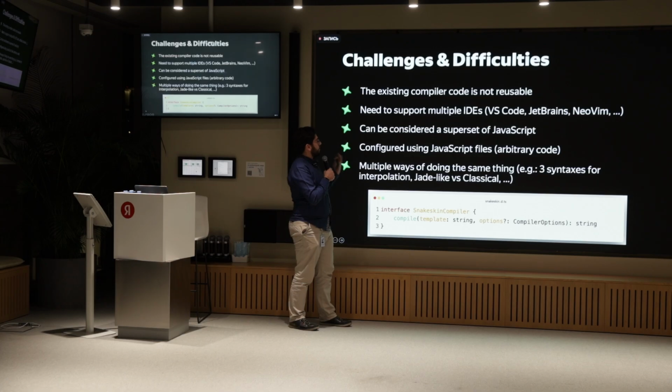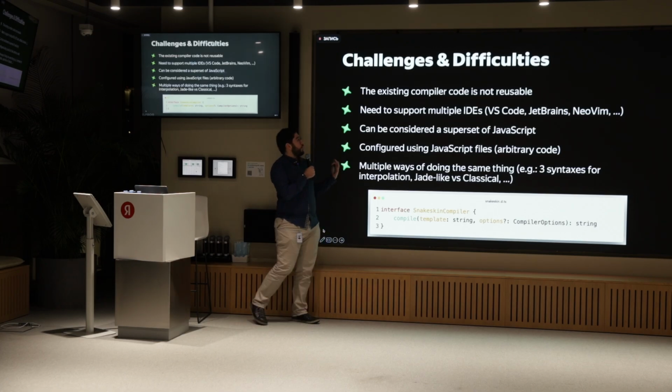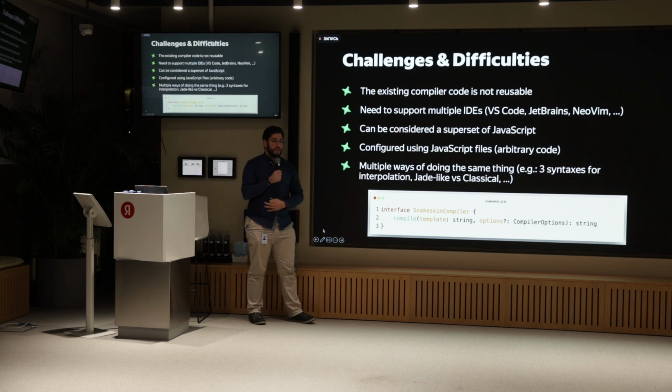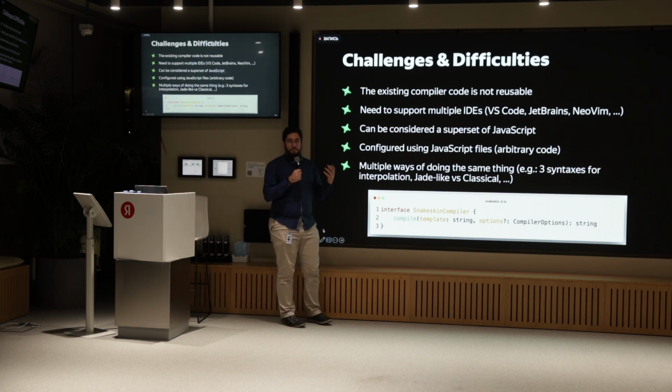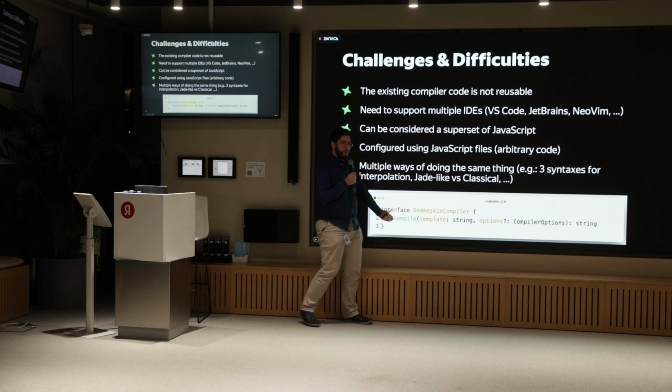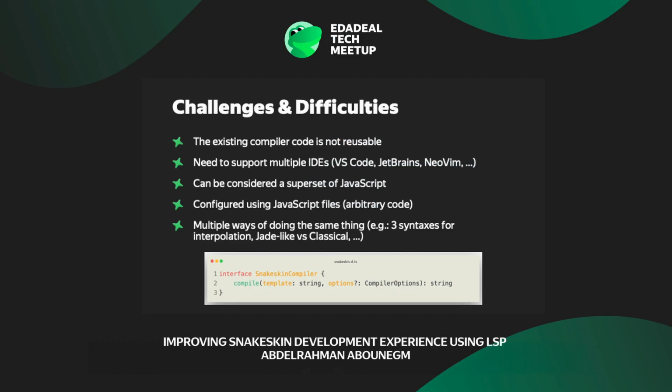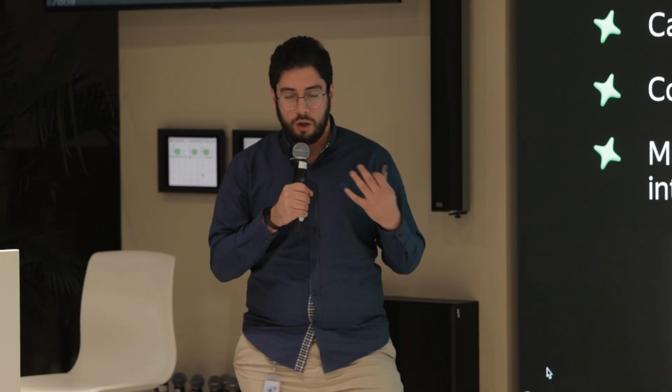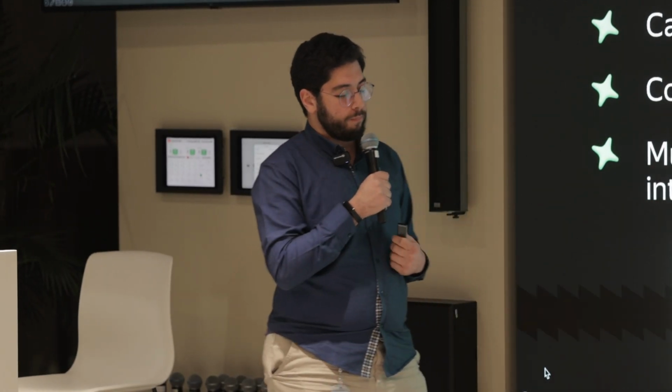What are the challenges that we have? First of all, the existing compiler code base is absolutely not reusable. Basically, the interface of the compiler kind of looks like this. We just have one function compile that takes the template and gives us back as a string the result. This is definitely not suitable for an interactive environment such as editors. It does not give us any information about the abstract syntax tree or anything that we can use for the editor experience.